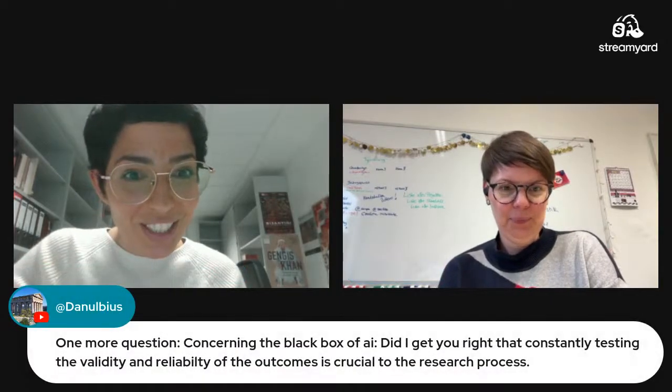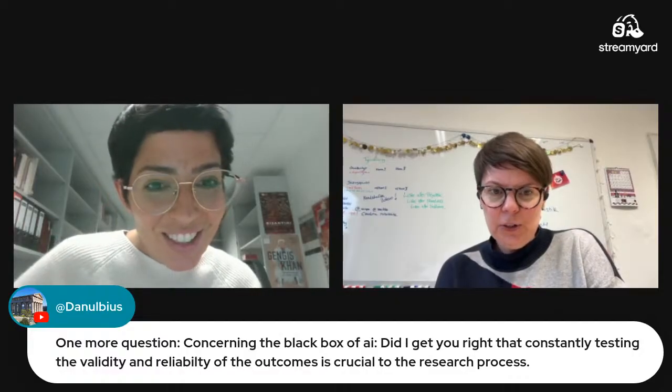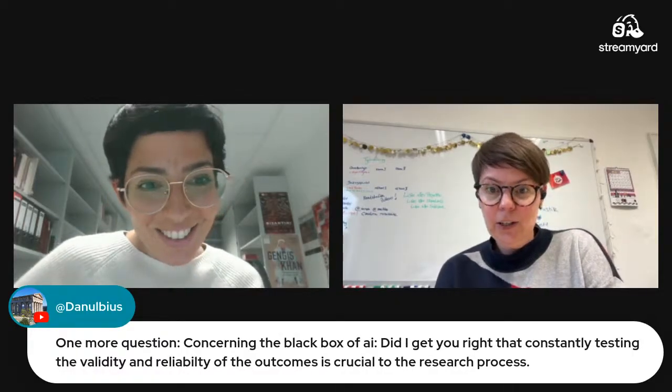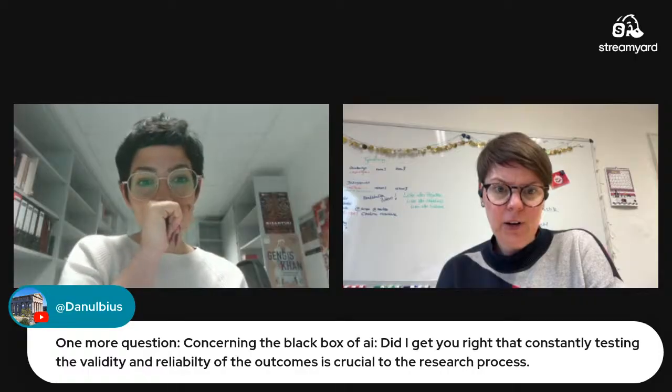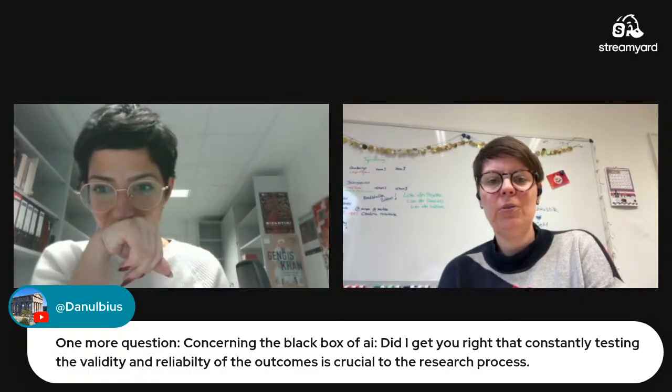But we have another question. Wait, I will just throw it on the screen. There you go. Okay, one more question concerning the black box of AI. Did I get you right that constantly testing the validity and reliability of outcomes is crucial to the research process?